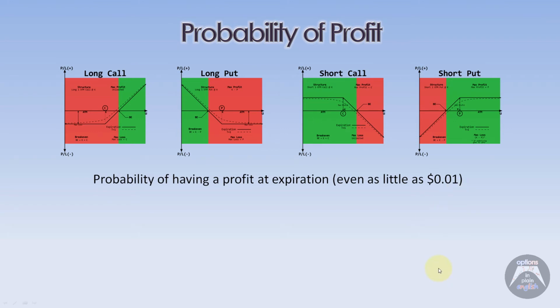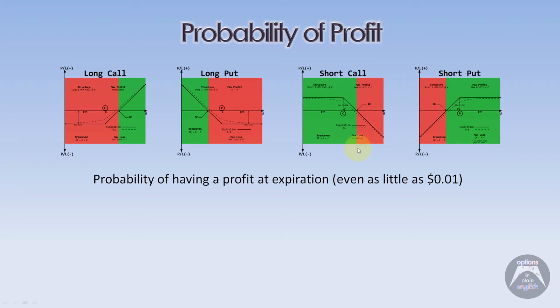What is probability of profit? Well, the probability of profit is the probability of having a profit at expiration, even if it is as little as 1 cent. So we're not talking about how much money we're making here. We're just talking about making money at all. So making even a penny. For a long call, for example, starting at this point, anything beyond this point is going to be profitable. Same with the long put. Anything below this point would be profitable. And same with the short call and the short put.